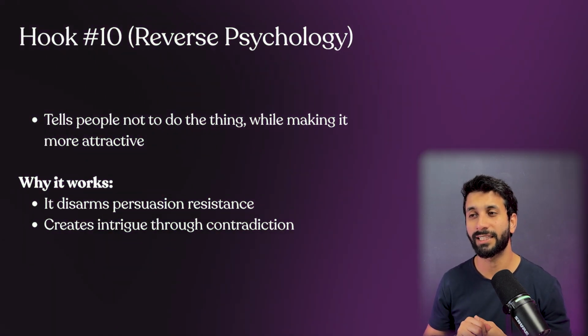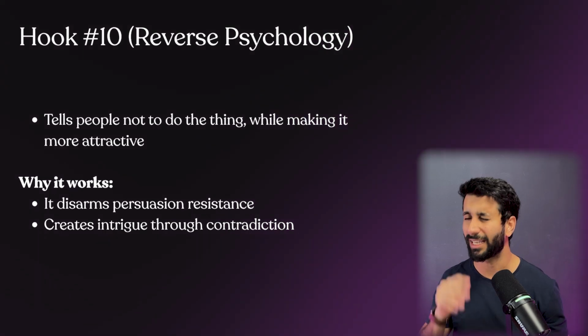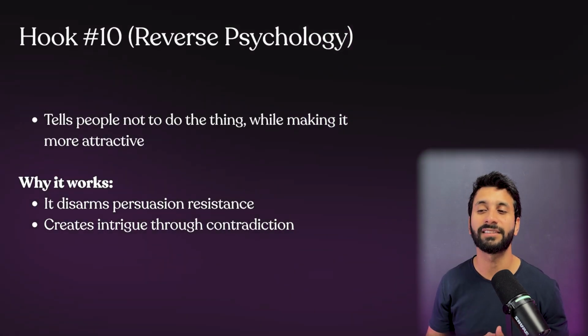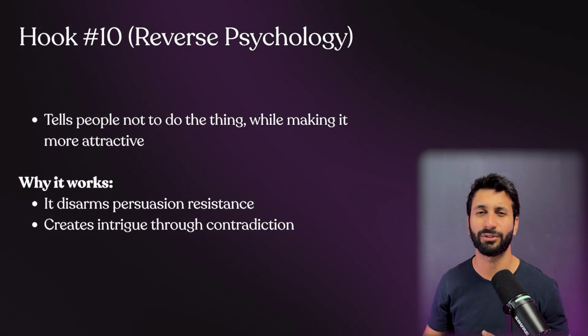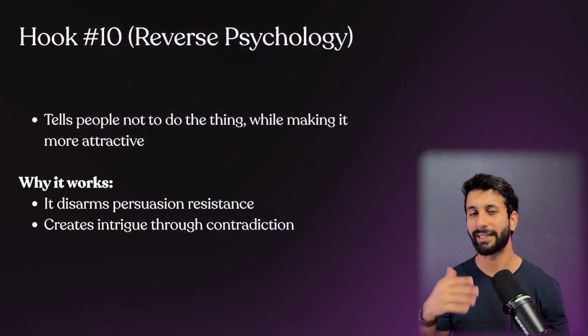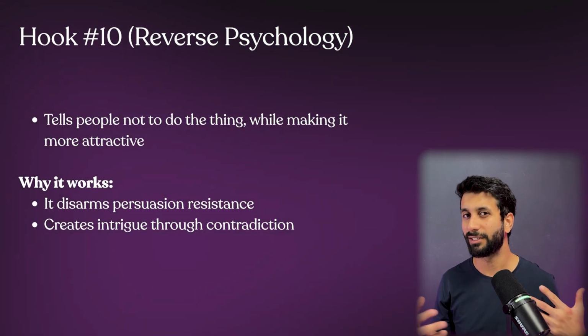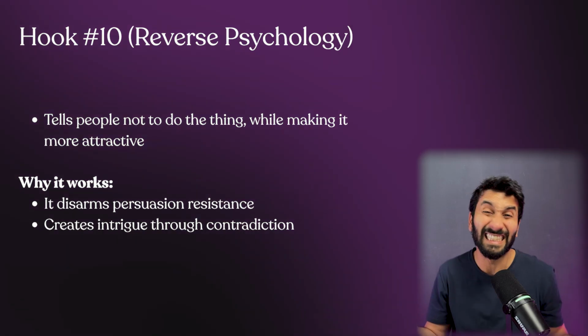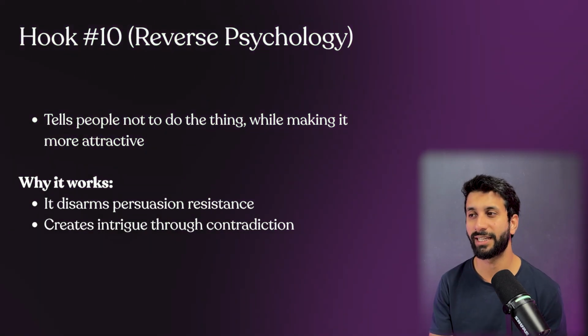This hook has sometimes worked for me, not 100% of the time, but I always love to try it. And it creates intrigue through the contradiction. You're showing the product, but you're telling me not to do it. And that's why this is working. So I would definitely use this hook with the B-roll, which is very easy to do. So why not give it a try and see if this works?